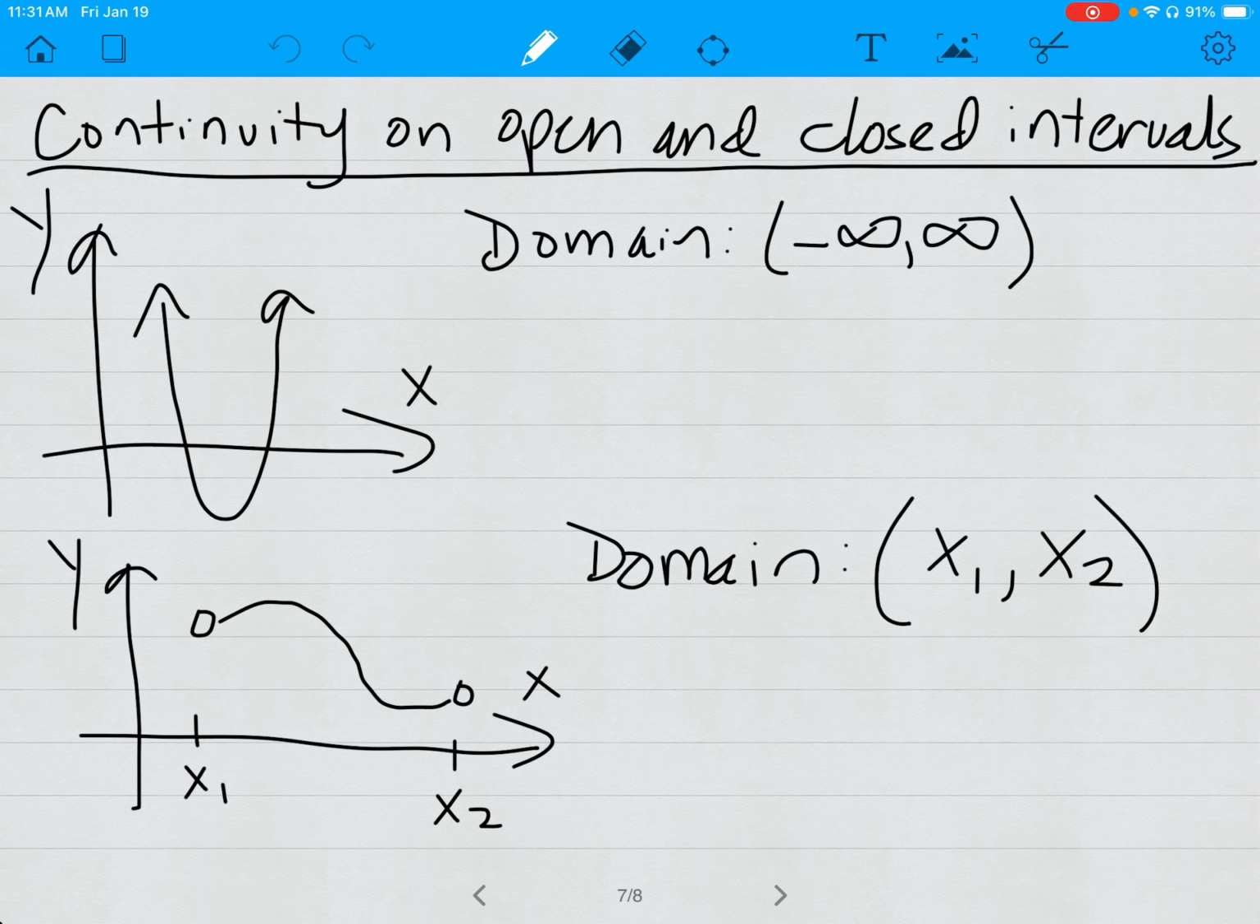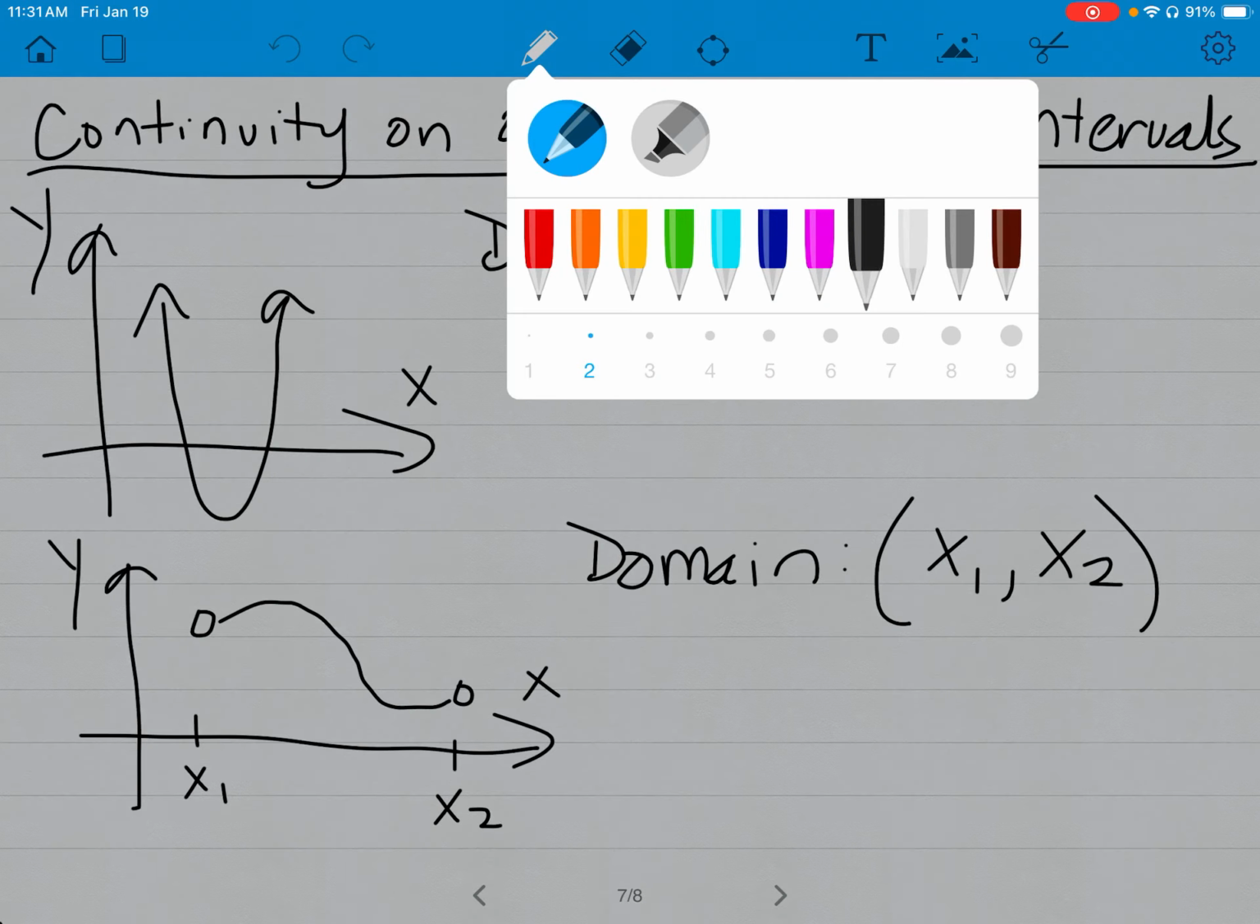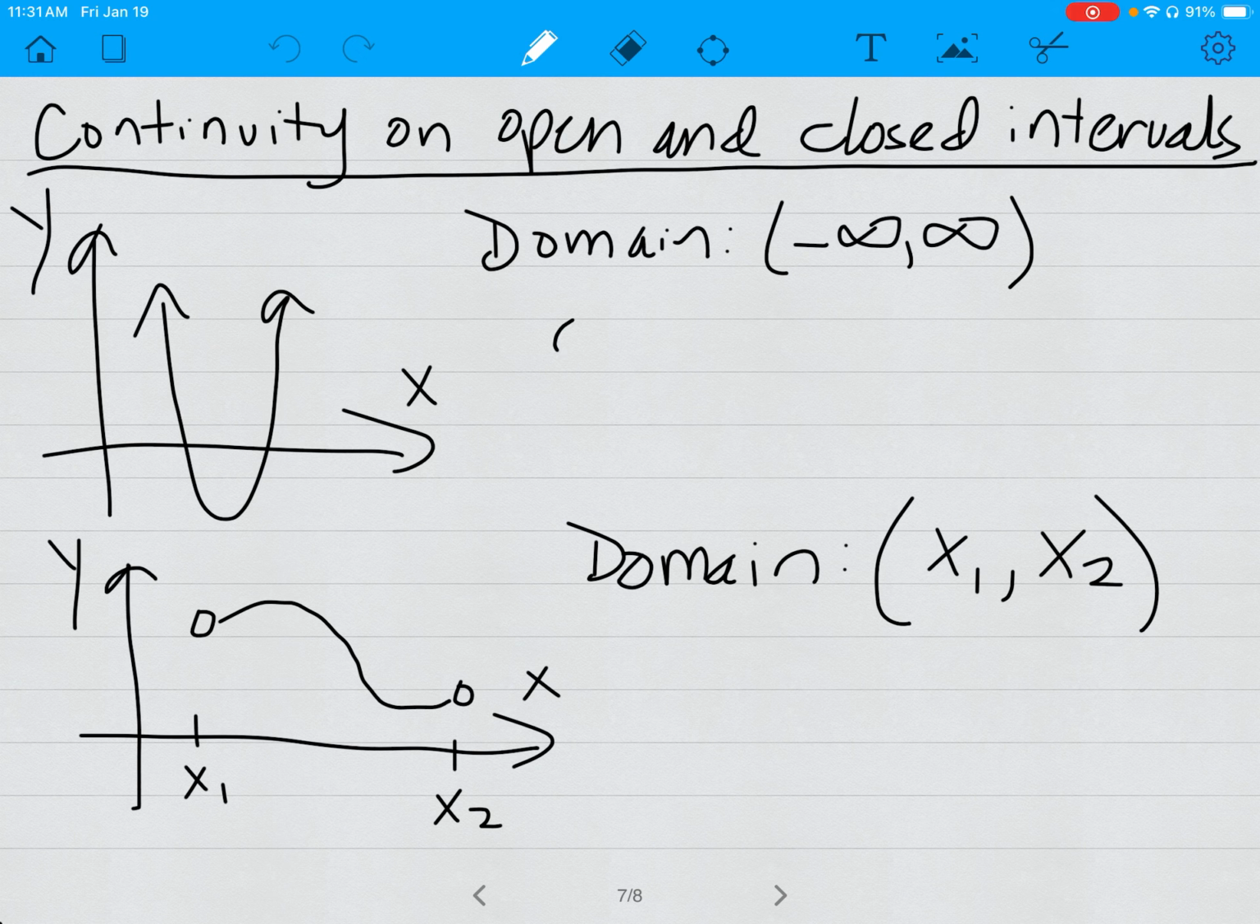So if I go back, for example, to these functions, when I look at this first graph, the graph of the quadratic, its domain, negative infinity to infinity, it's an open interval. It is continuous on that interval. Because when we're looking at an open interval, the graph only needs to be continuous everywhere between the endpoints. We don't consider the endpoints, okay?